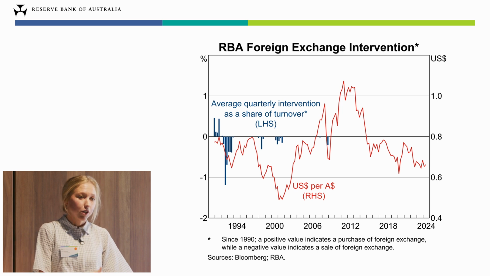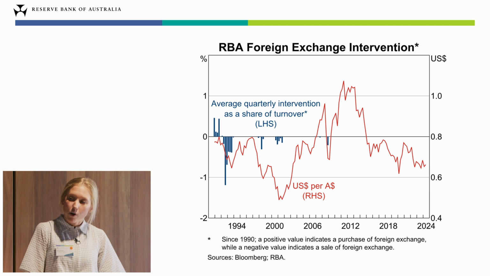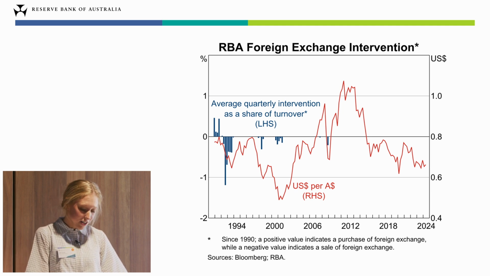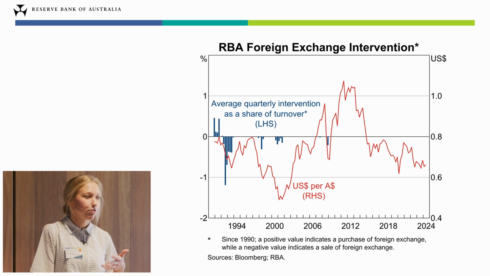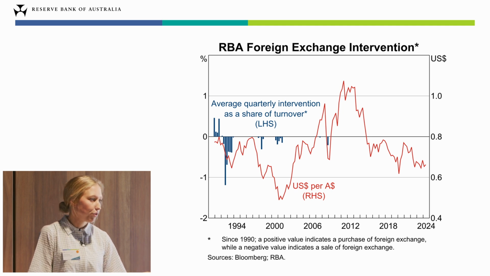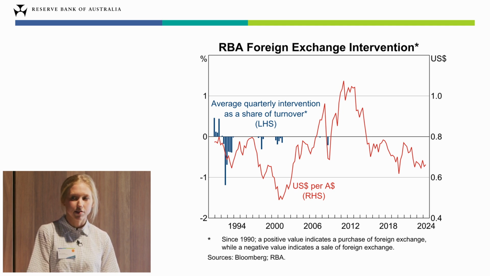At this point, liquidity in the market completely dried up. The RBA bought Aussie dollars to address severe market dysfunction and minimise disruptive price adjustments. And during this episode, we weren't actually targeting a particular level of the currency, we were just trying to improve market conditions. And we actually haven't intervened in the market since 2008.